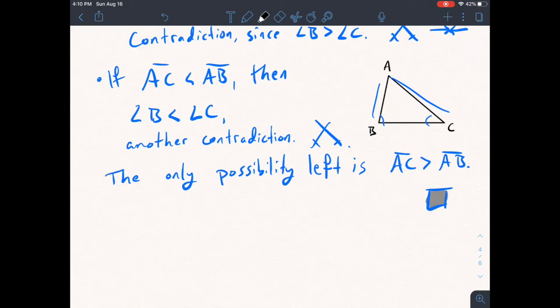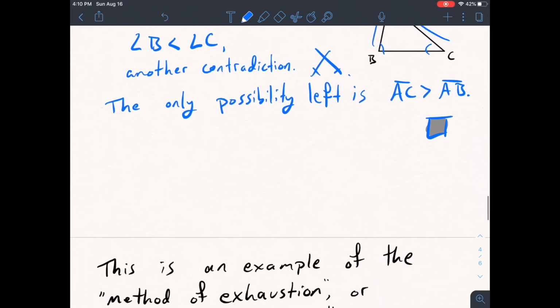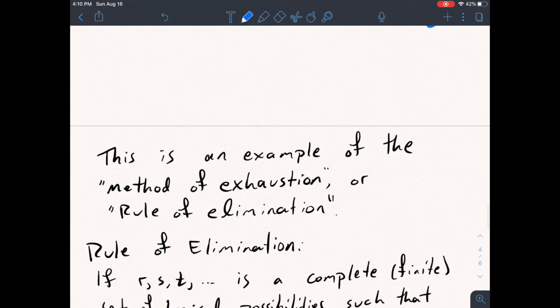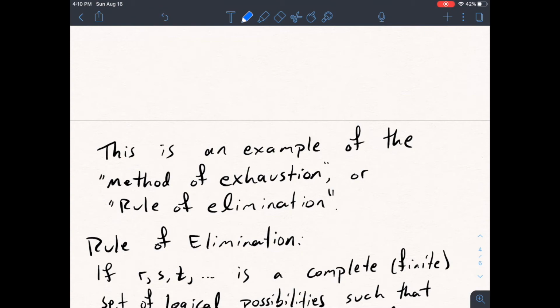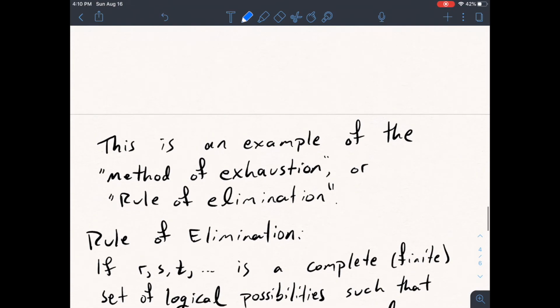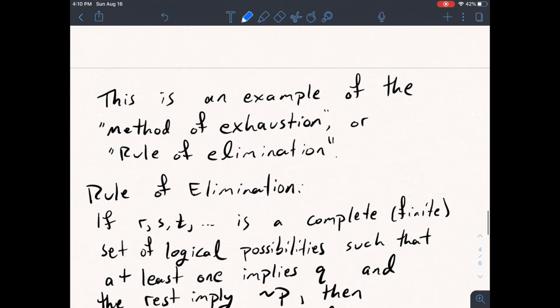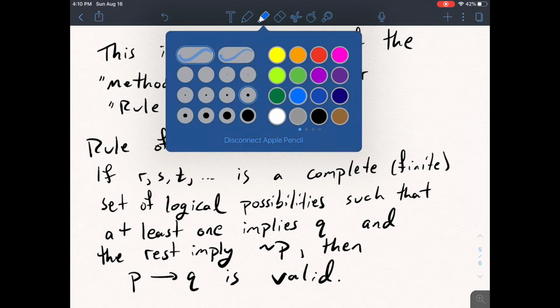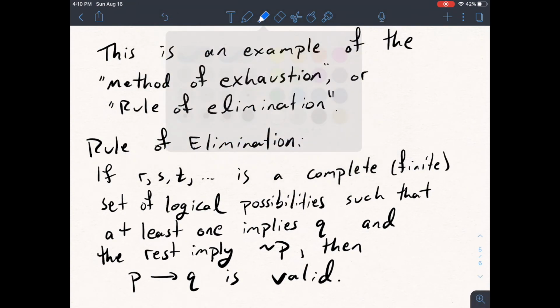So I'll put the box, which I fill in at the end, to signify that we're at the end of the proof. Okay, cool. So this is an example of what is called the method of exhaustion, or the rule of elimination, which says the following. So it says that if R, S, T is a complete finite set of logical possibilities.